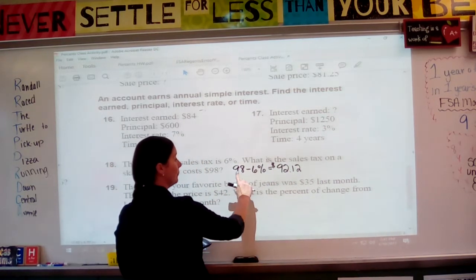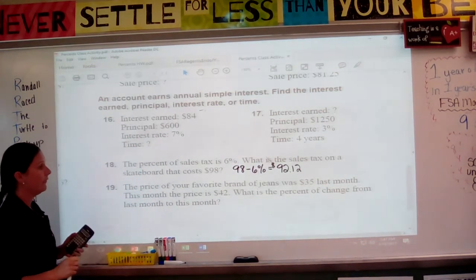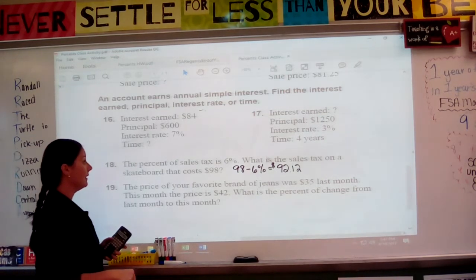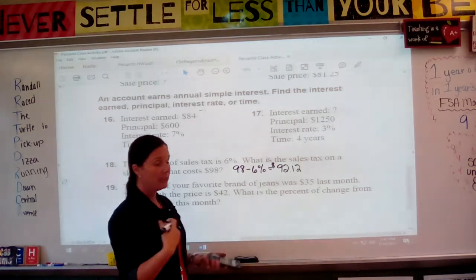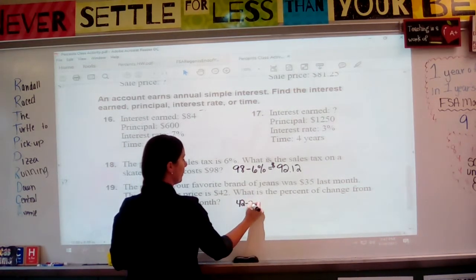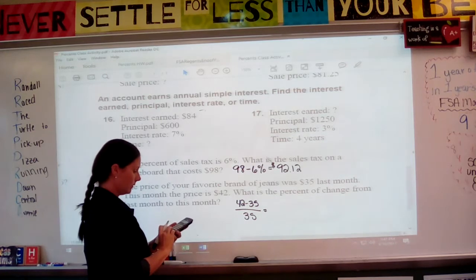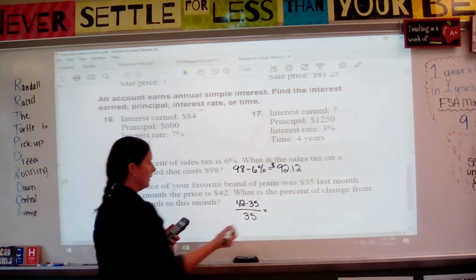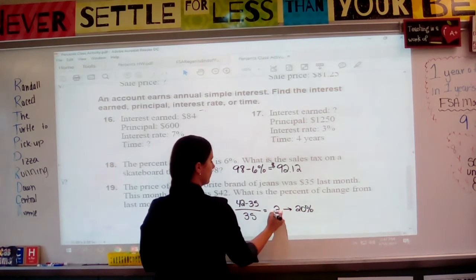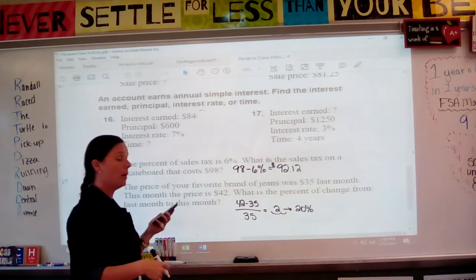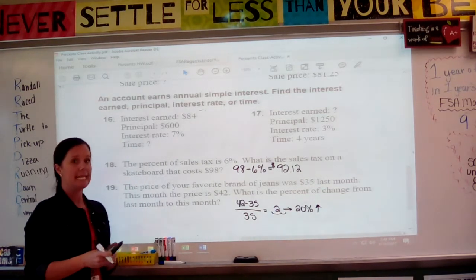Or you could figure out, do 98 times 6% and then add that amount. Finally, the price of your favorite brand of jeans was $35 last month. This month they're $42. What is the percent of change? So percent of change, old and new. Take the old and the new and subtract the 2, put it over the original. Divided by 35, that's 0.2. Convert it to a percent. And did my jeans go up or down? It went up by 20%. So that was 19, it would be a 20% increase.